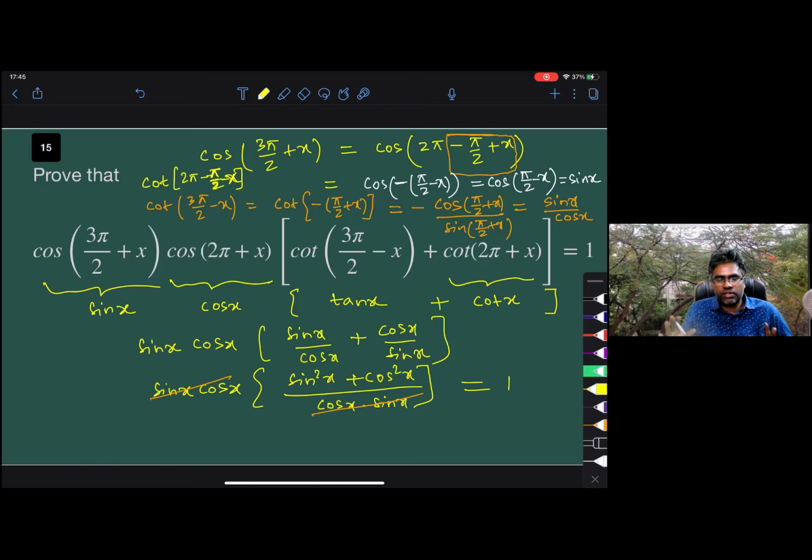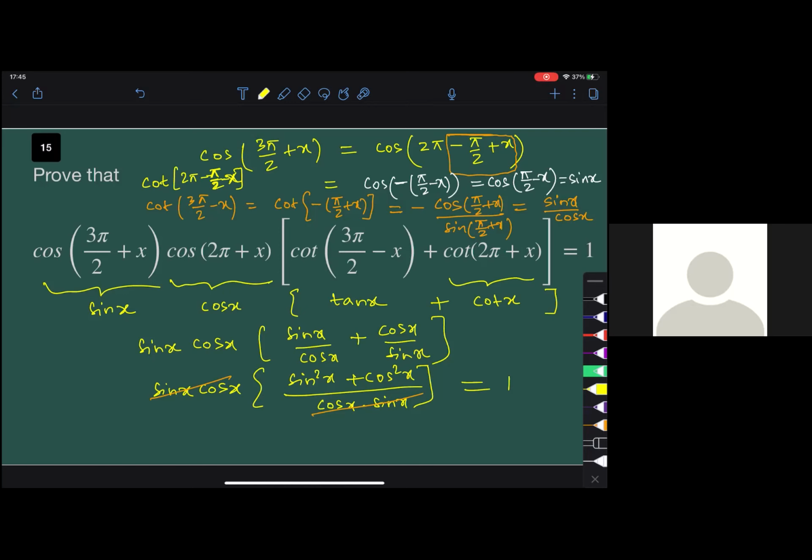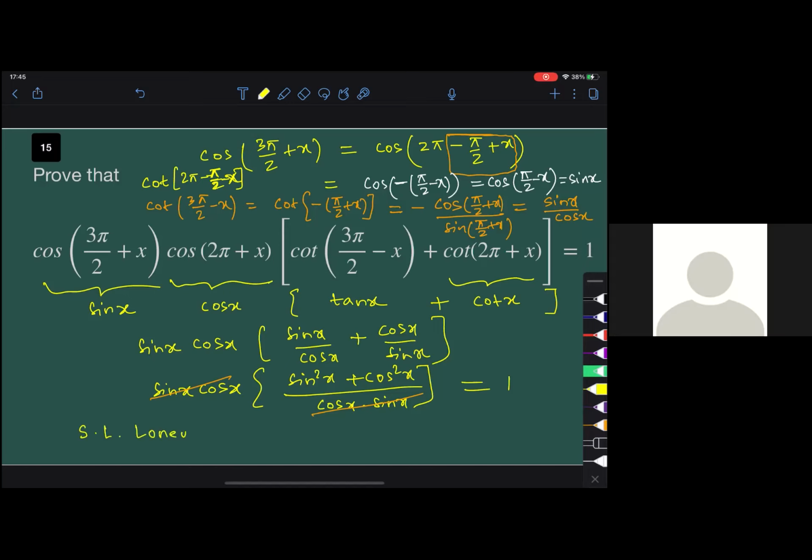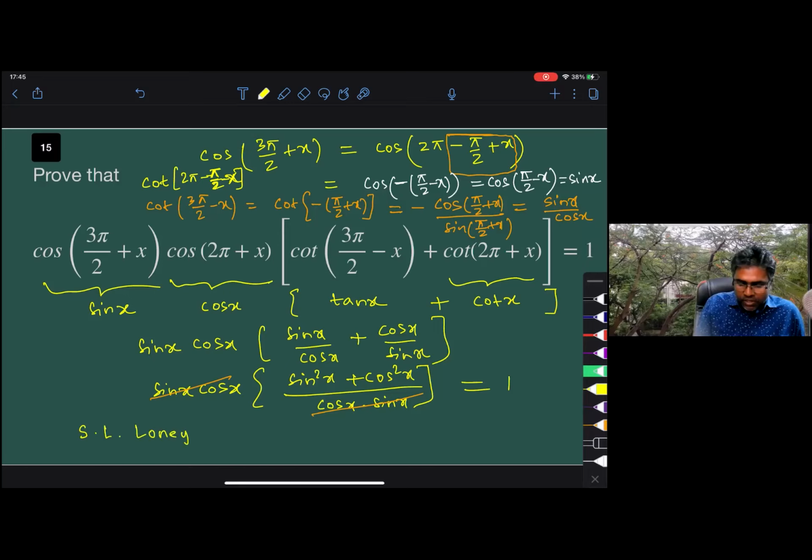I will share that story someday. I really like this book. I have very good memories with this book. The name of the author is S.L. Loney. S.L. Loney's Plane Trigonometry.